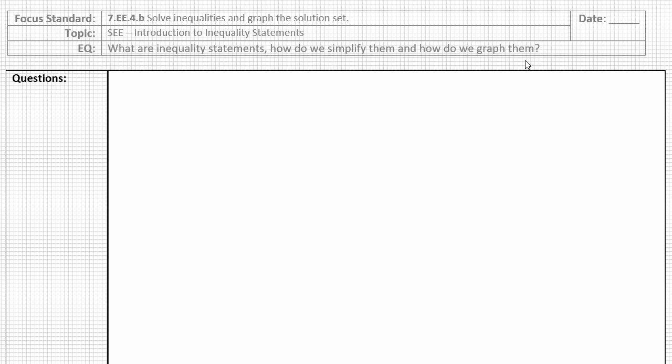Our essential question is, what are inequality statements, how do we simplify them, and how do we graph them? Please take a moment, pausing the video if you need to, to copy down the topic and essential question into your header, along with today's date, side of your question column, and your note column, and resume the video when you're ready to begin. So let's go ahead and jump right in to talking about inequalities.